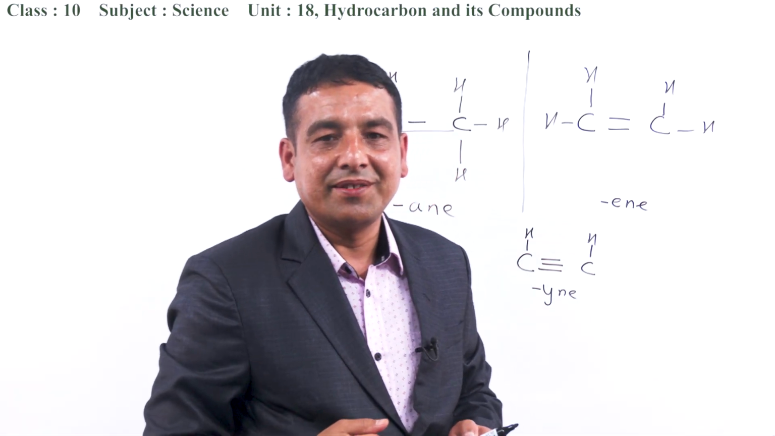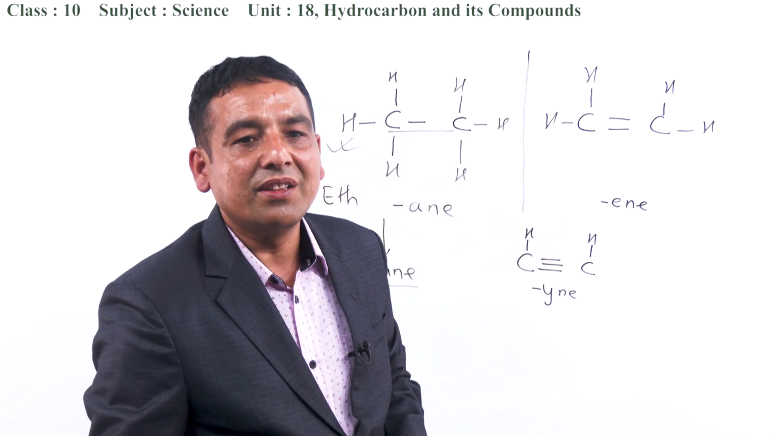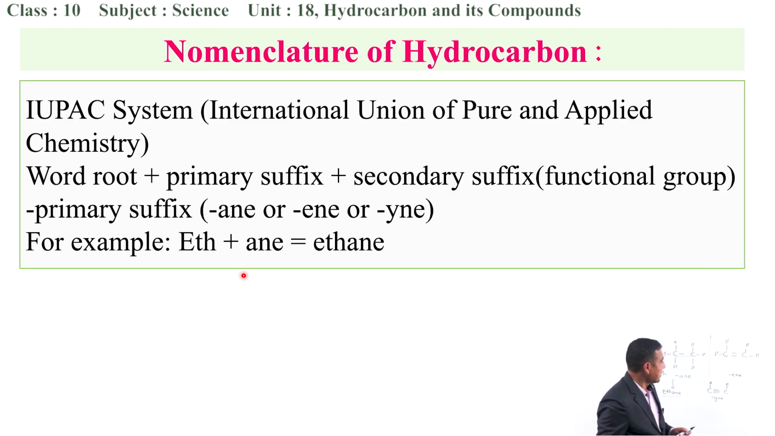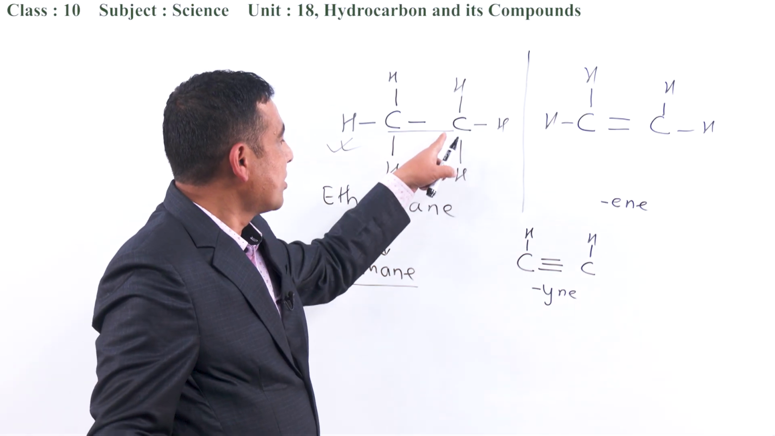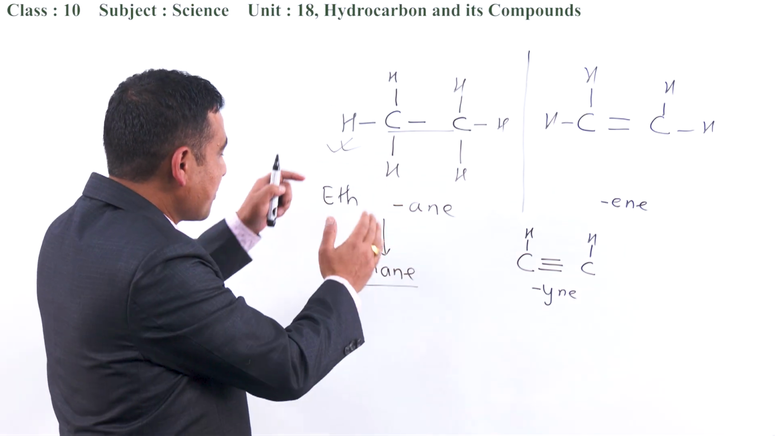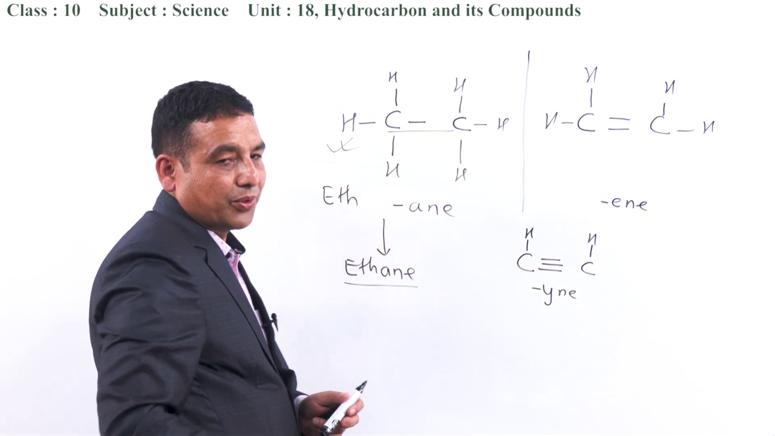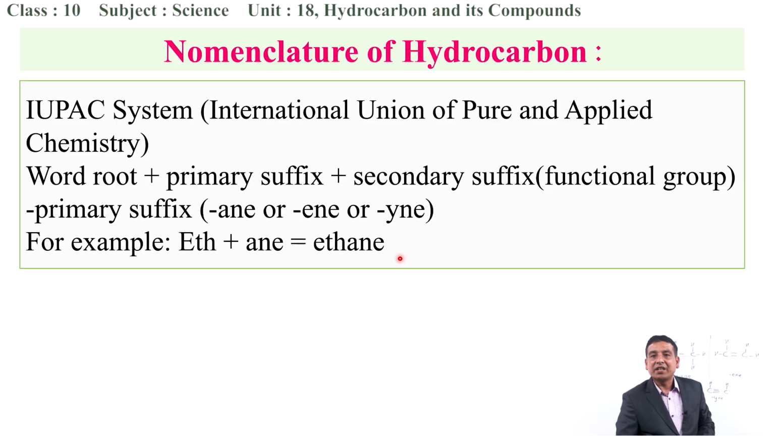Do you get my point? So you can see on the screen also, if there are two carbon atoms, the word root is eth, as well as to represent the single bond, ane is used. By connecting these two, you can write ethane. So in this screen also, you are looking at the same. So now we are discussing the word root to be used, as well as the primary suffix to be used while writing the IUPAC name in a tabulated form.